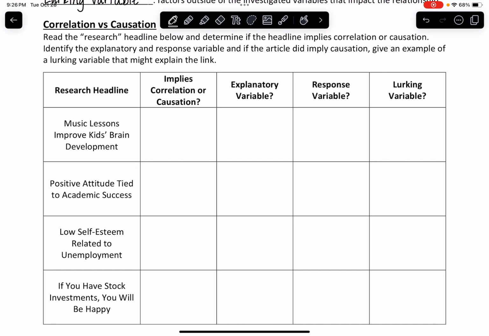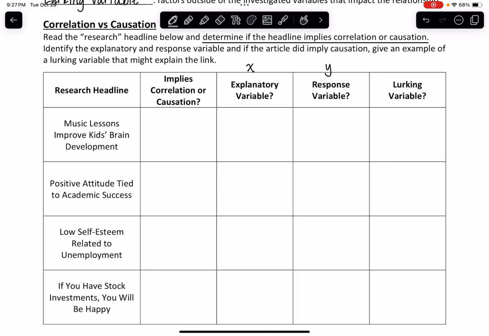So here's what we're going to do. In just a moment, I'd like you to pause the video, read the research headline that I've given you, and determine if the headline implies correlation or causation. Identify your explanatory and your response variables based on the headline. And then, if you decided that the headline implies a causation, and only a causation, not a correlation, I want you to identify a lurking variable, something outside of what was being studied that might contribute to that relationship.